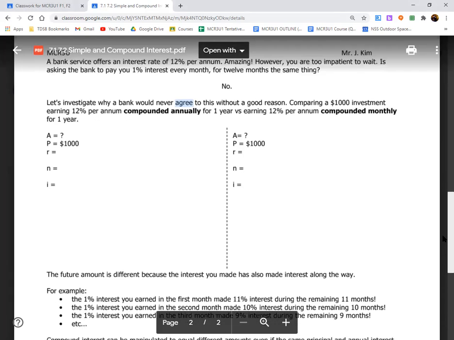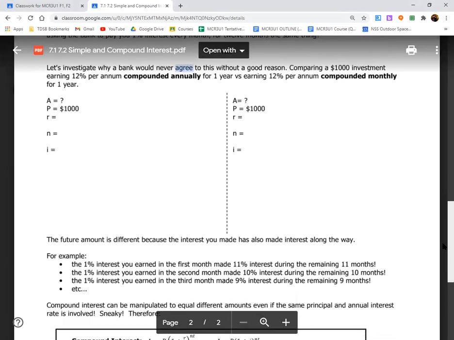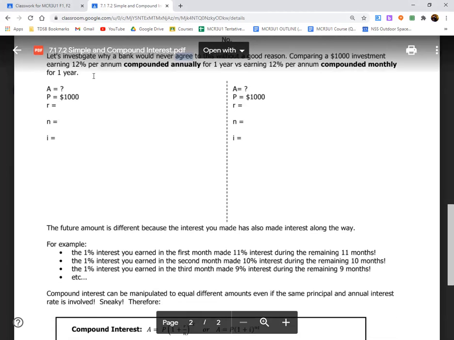If this is going to be a question that you're going to do for me, I would like you to write all the information on the left-hand side so that you know what information you're dealing with, what numbers you're working with. Your final amount is what you're trying to find. The principal is 1,000, just like before. The rate is 12%. In other words, it's 0.12.